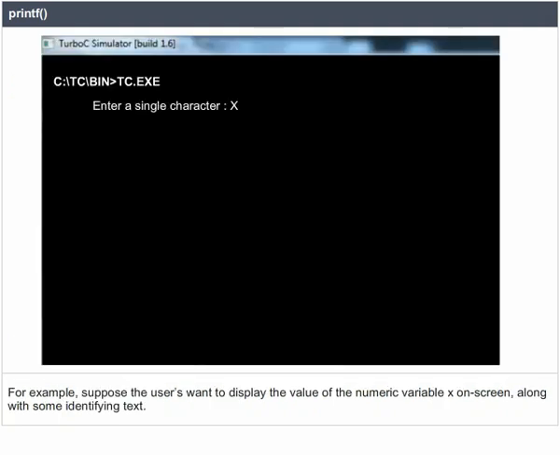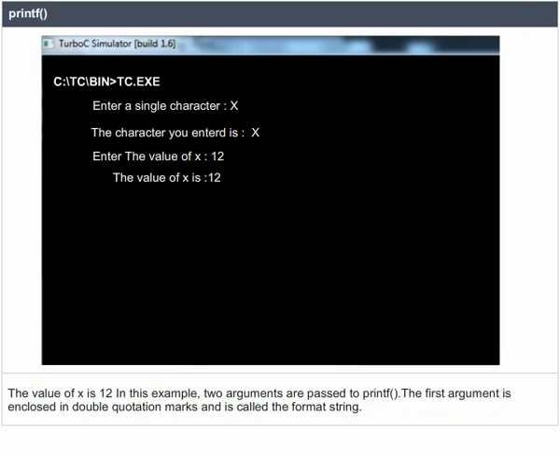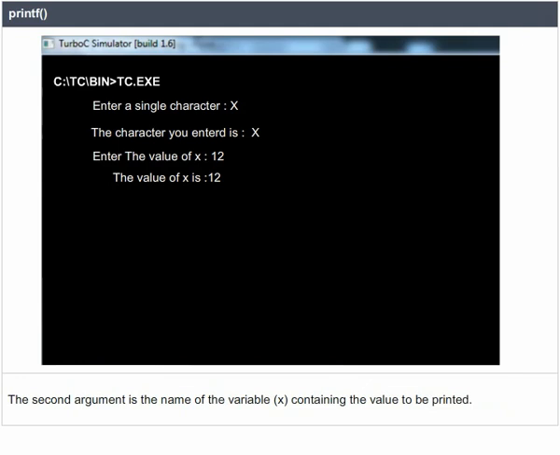For example, suppose the user wants to display the value of the numeric variable x on screen along with some identifying text. The resulting screen display, assuming that the value of x is 12, would display the following. The value of x is 12. In this example, two arguments are passed to printf(). The first argument is enclosed in double quotation marks and is called the format string. The second argument is the name of the variable x containing the value to be printed.